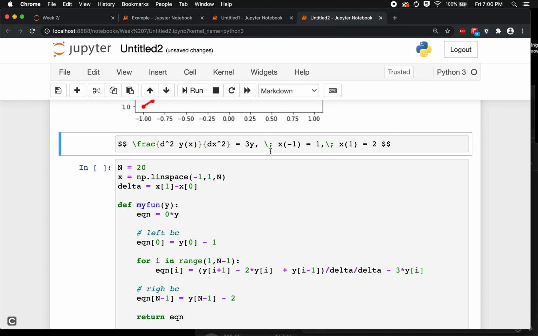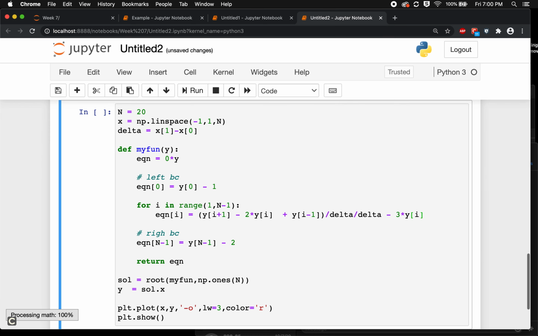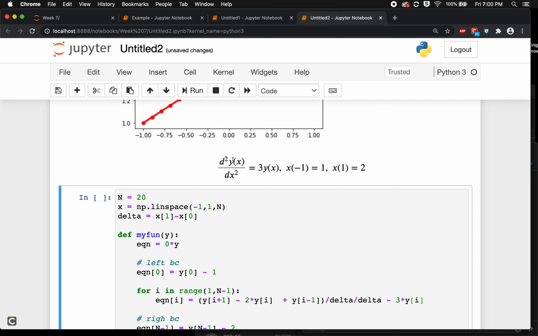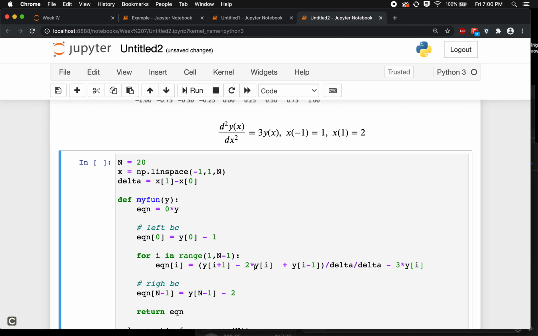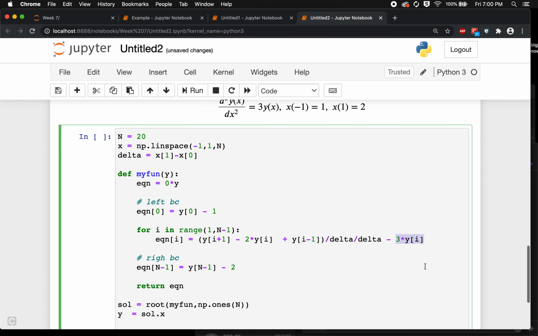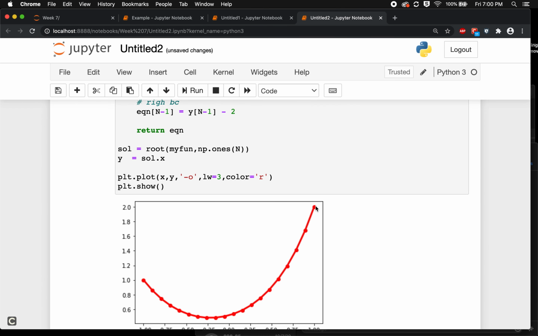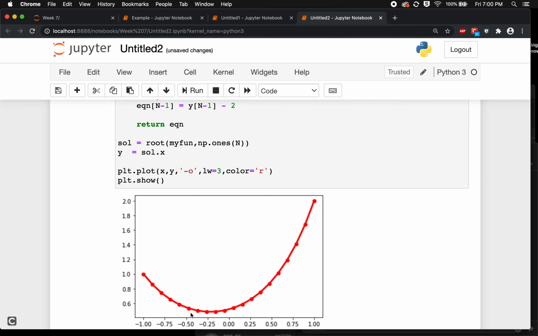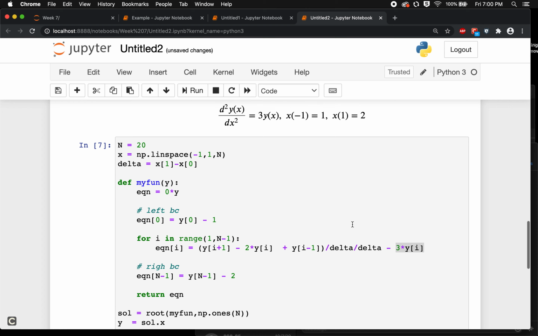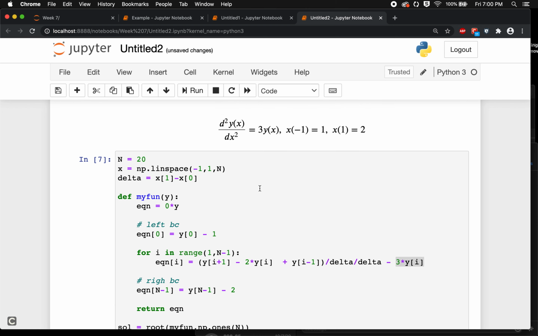I should emphasize, just coming back up here, that again, this is the value y of x, right? So at that value of x, it is equal to 3 times the value of y. So this is the second derivative at y of i, which is basically this function here, and then we're just setting it equal to 3 times y of i. And then I can go ahead and run this, and now I get the analytic solution. So the right boundary condition is 2, the left boundary condition is 1, and it looks like a rope hanging between 2 points, and this would be kind of a reaction diffusion equation. So this would have an analytic solution.